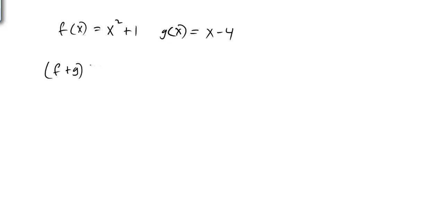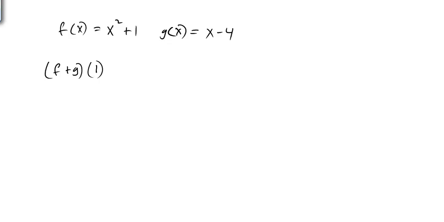If we have the following function, say f of x equals x squared plus 1, and g of x is equal to, let's say, x minus 4, and we want to find f plus g of 1. Now, there's a couple ways we can go about this. Notice here this is not an x. We want to find f plus g of 1.